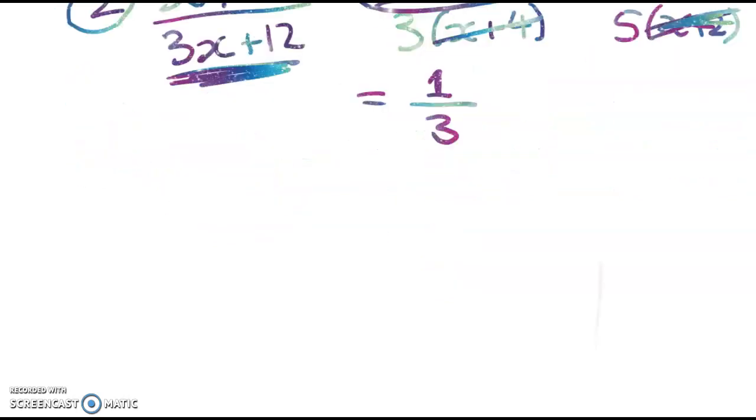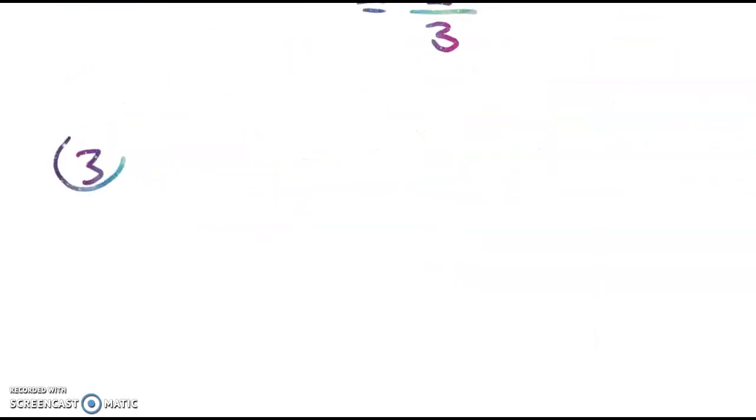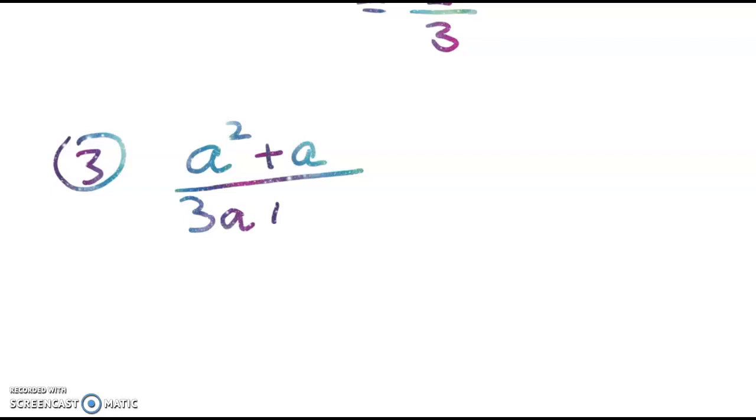Okay, on to number 3. So number 3 is a little bit different, but it's exactly the same big idea that we're looking for common factors. This time we're going to find a common factor in the numerator and in the denominator. So look what we've got in the numerator. We've got a squared plus a. So the common factor in there will be a.